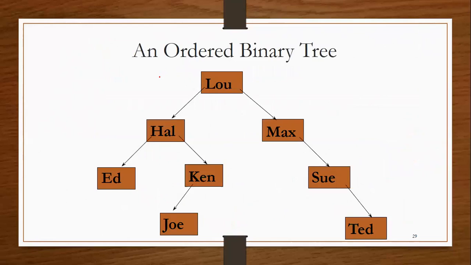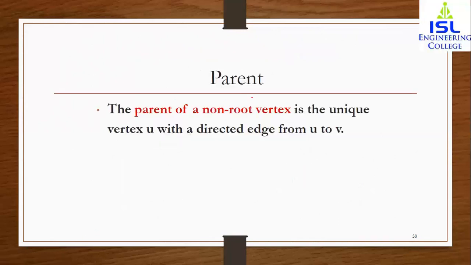Okay. Now this is an ordered binary tree. Now in this ordered binary tree, suppose Lou is the father, then Hal and Max are its children, and Hal's children are Ed and Ken. Ken's child is Joe. In this way you can consider it as an organization tree. Lou is the head of the organization, etc. Now let's see. The parent of a non-root vertex is the unique vertex U with a directed edge from U to V.